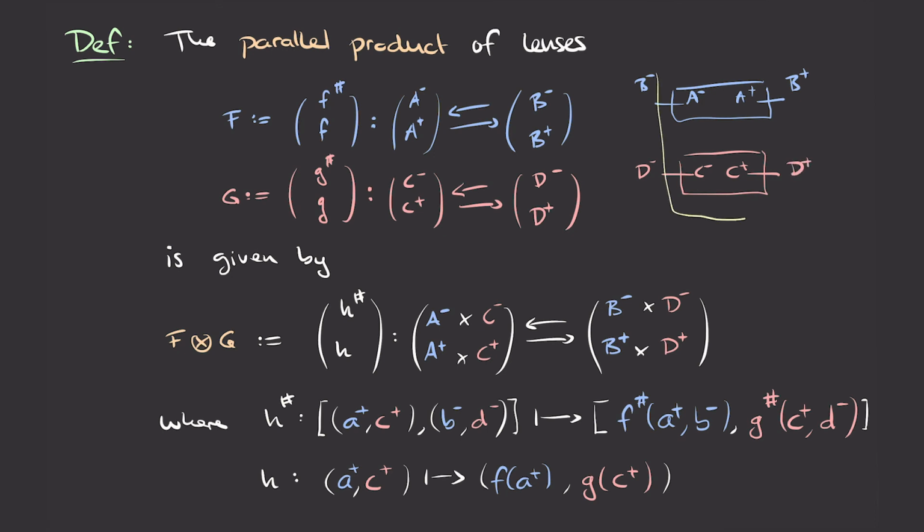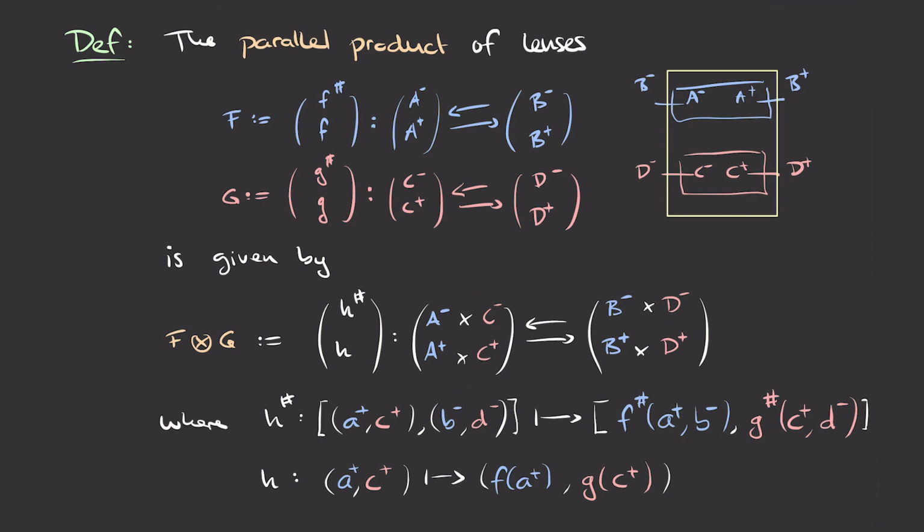Now we again draw a big box around this entire thing, and then we see that the resulting lens here should mediate between A minus times C minus, that's here, and A plus times C plus, that's down here. And the outer interface should have input type B minus times D minus, that's happening here, and have output type B plus times D plus. So it's exactly analogous to what we did for systems, just these two things here don't have to be the same. All right, so that's all I wanted to say about the parallel product for now.